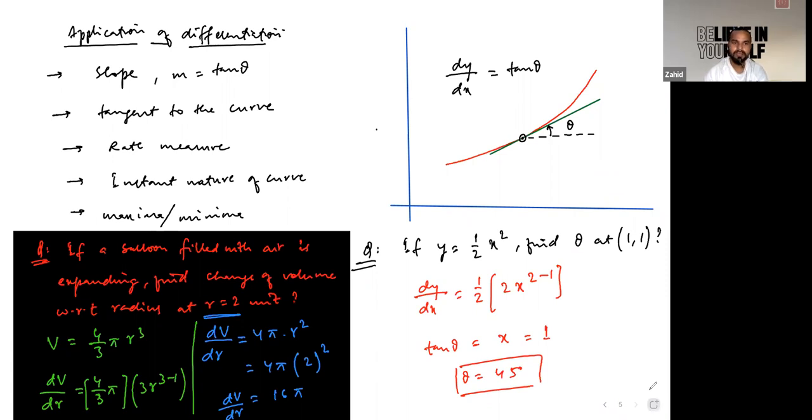Good. Next is instant nature of curve. For this, I'll define you in the third chapter how to calculate this part. In this part, I will define you the last part, which is how to calculate maxima or minima of a function. So next is maxima or minima of a function.